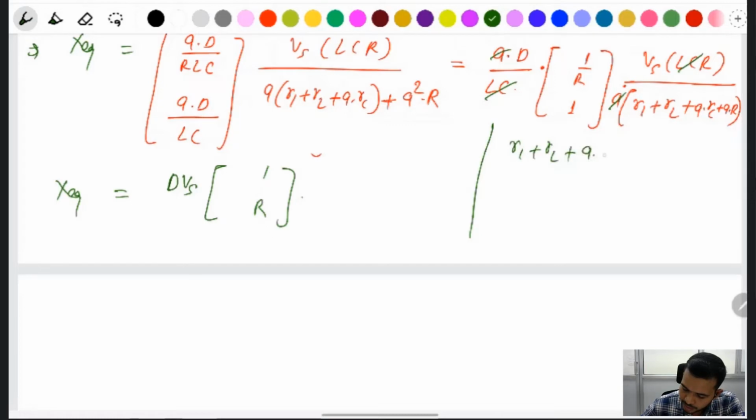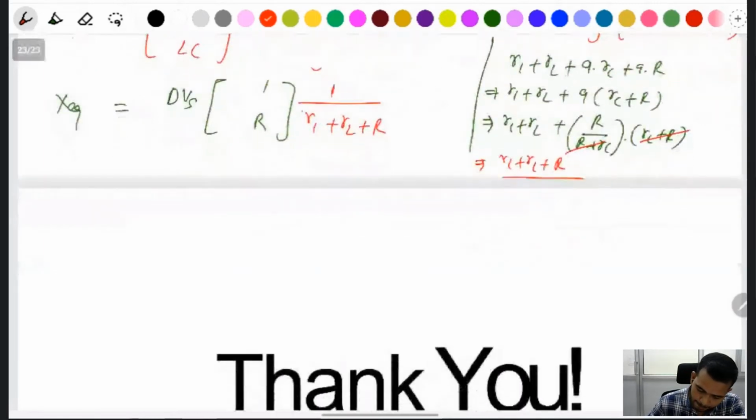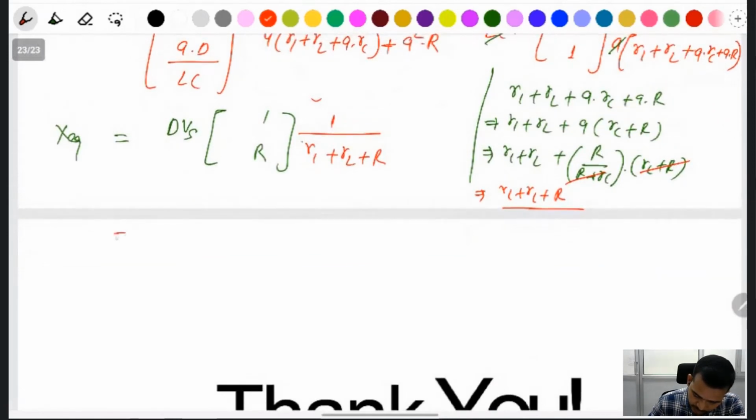See here, this one R1 plus RL plus A into RC plus A into R, R1 plus RL plus, take common A, RC plus R. R1 plus RL, take a value of A is equal to R divided by R plus RC, so RC plus R, then RC, R plus R cancel out, this one only R1 plus RL plus R remaining, divided by R1 plus RL plus R.